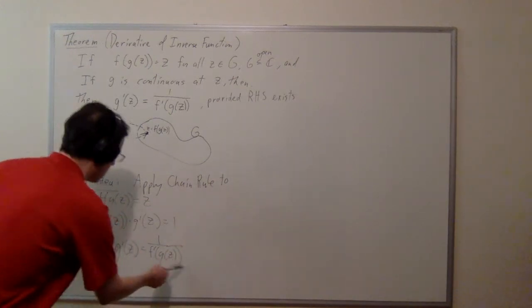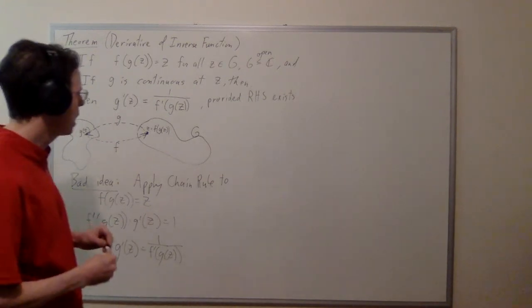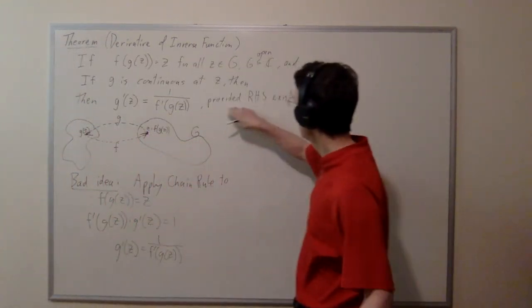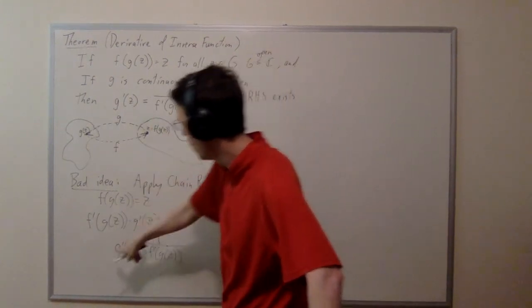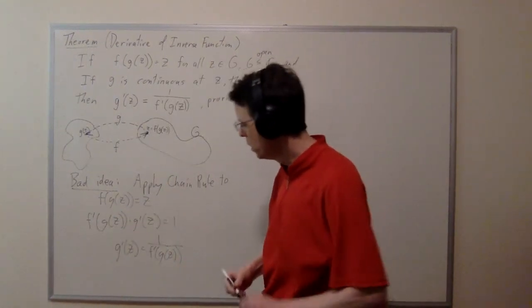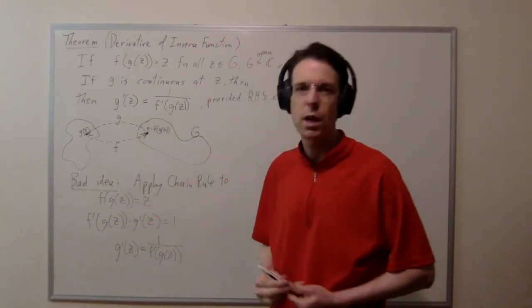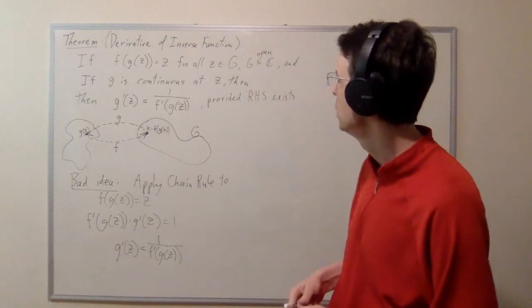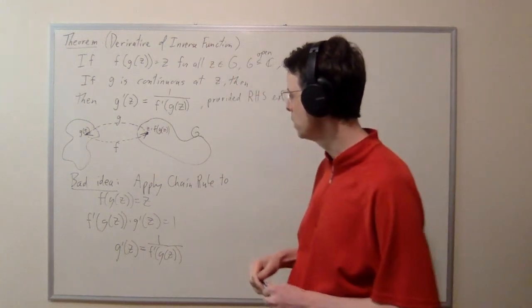Now, if you're being responsible about your algebra, you should worry about whether we just divided by 0. But don't worry, because the hypothesis of this theorem states that this right-hand side exists, which implicitly means that this thing is not 0. So I guess we didn't just divide by 0. So this looks actually pretty good. And it's very tempting to call this a proof of the formula for the derivative of an inverse function.